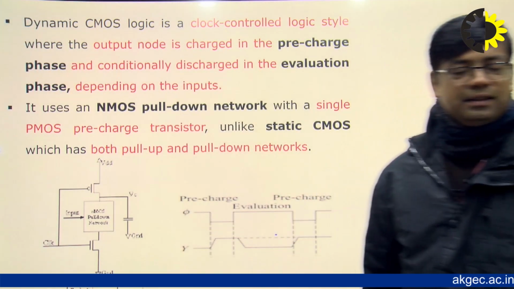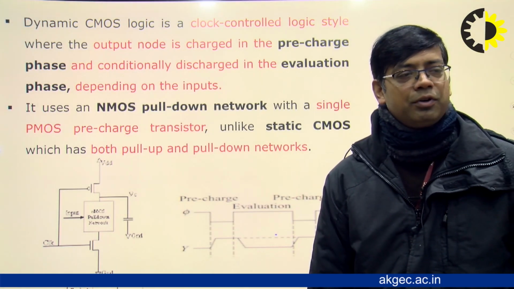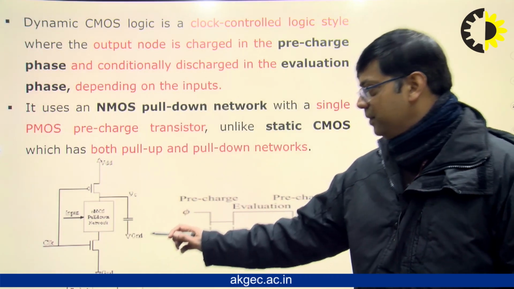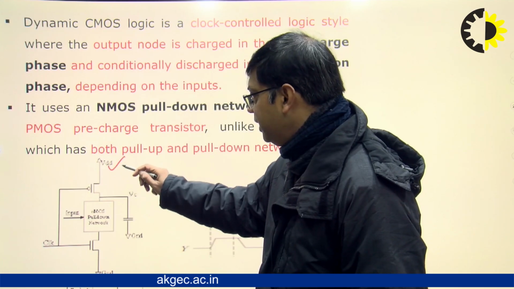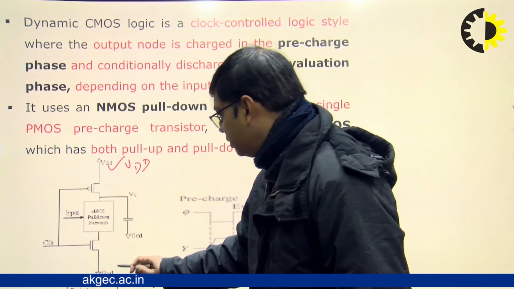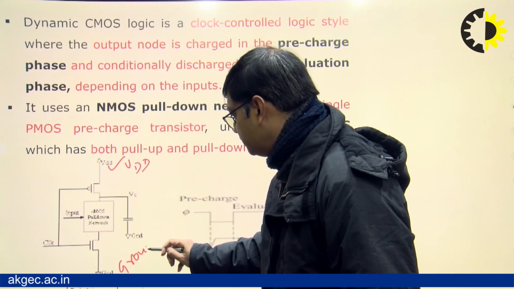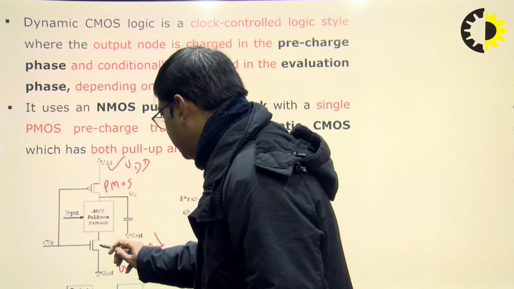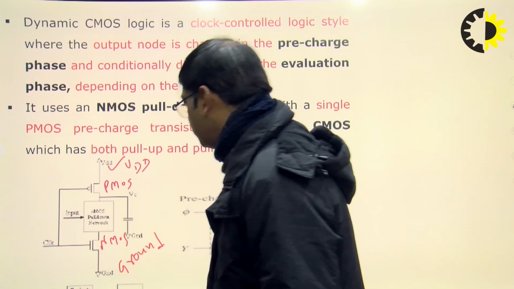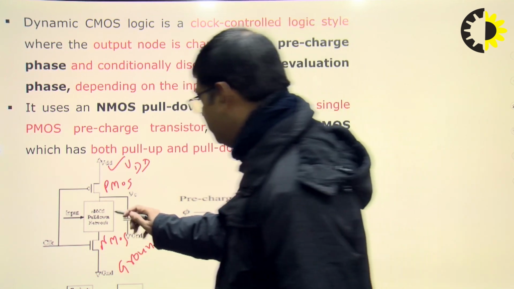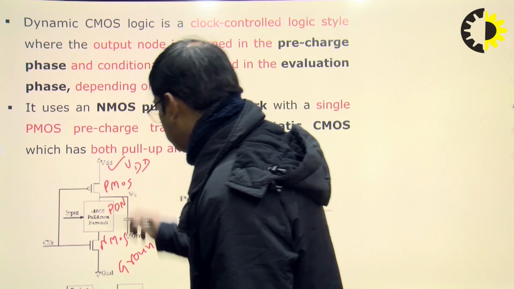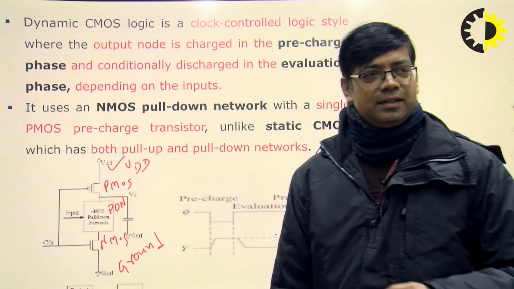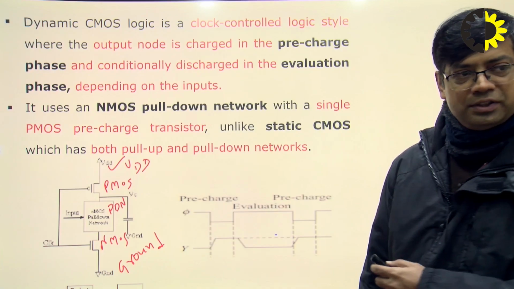Now, here we can see a diagram for a dynamic CMOS logic. If you see this diagram, here we have a VDD, then at the bottom we have ground, and in between we have a PMOS and NMOS transistor and one pull down network.